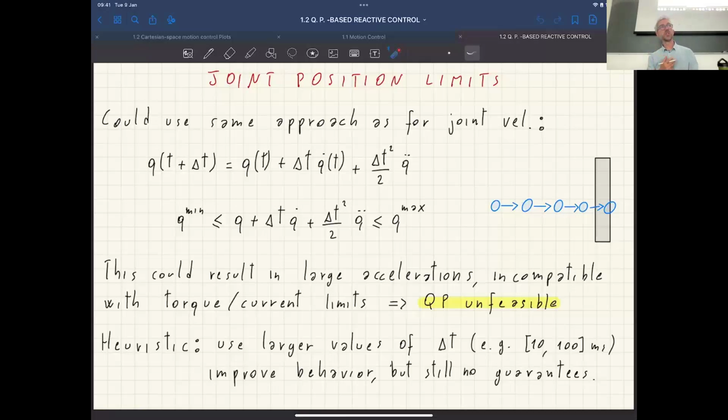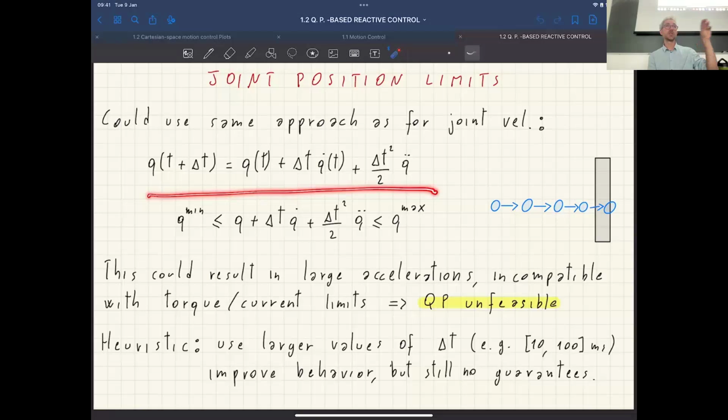However, for joint position limits, it's much harder to ensure that they are satisfied than it is for joint velocities and joint torques. So one could be tempted to use the same approach that we used for the joint velocities, because the situation might seem very similar. What we did for the joint velocities was, let's use the accelerations to predict the next joint velocities, and then we add the bounds on the next value. We could do the same for the joint positions, which would result in this expression here.